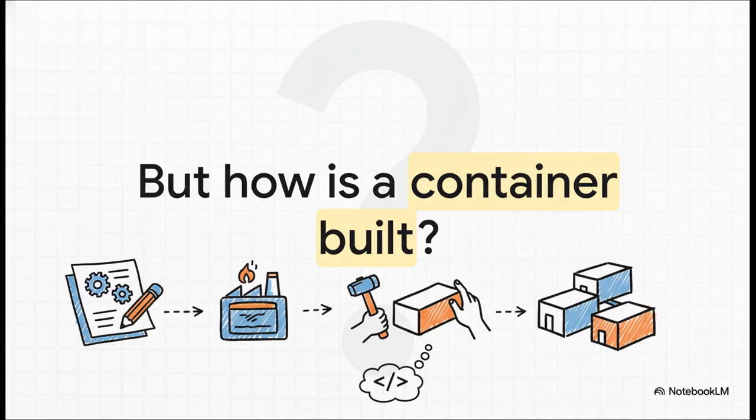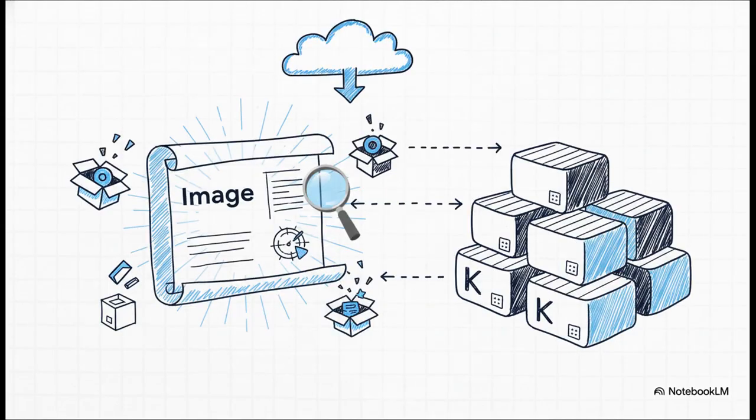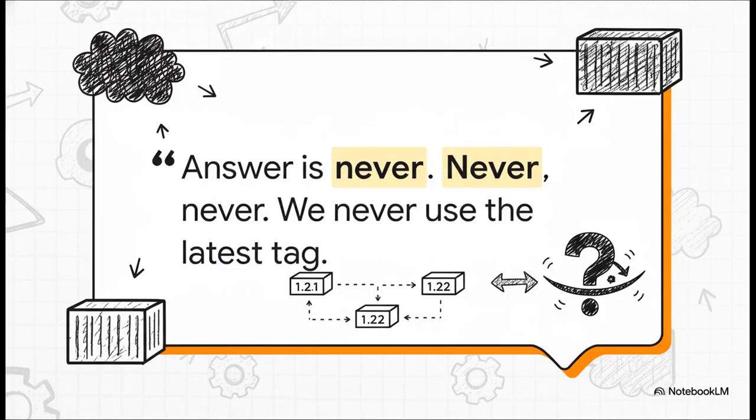Where do these containers even come from in the first place? They're built from something called an image. An image is basically the blueprint or the recipe for your container. It's a neat little package that has all your code, all the other software it needs to run, and the instructions on how to start it up. When we ask Kubernetes to run our app, we're really just telling it, hey, go build me a new container using this specific blueprint.